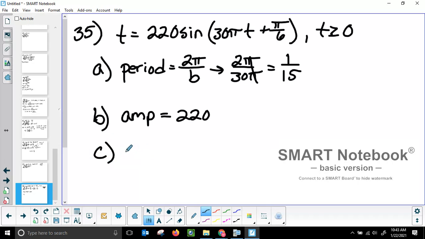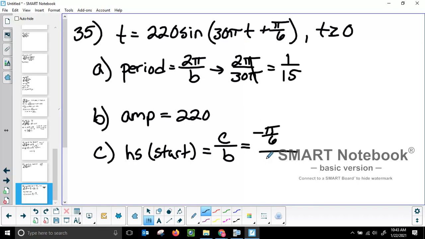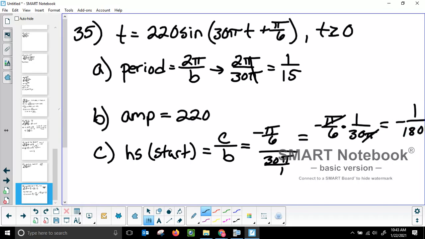And C, what is the horizontal shift, which remember I call that the start, which is equal to C over B. So in this case, my C is negative pi over 6 divided by 30 pi. I'll think of that as over 1. I will do keep, change, flip. So the pi's will cancel. So this is equal to negative 1 over 180. Done.